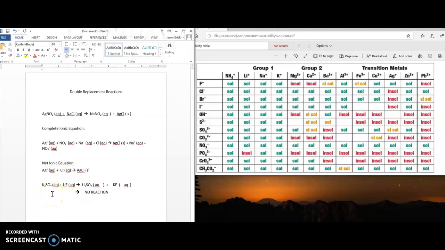You might notice the difference between single and double replacement reactions is that in the net ionic equation for a single replacement reaction, you had two metals. In the net ionic equation for a double replacement reaction, you're going to have a metal and a nonmetal because they're going to react to form a solid. So that is how you do double replacement reactions. It's really no more complicated than that. All you have to do is look at the table, and it's important to write the correct formulas.